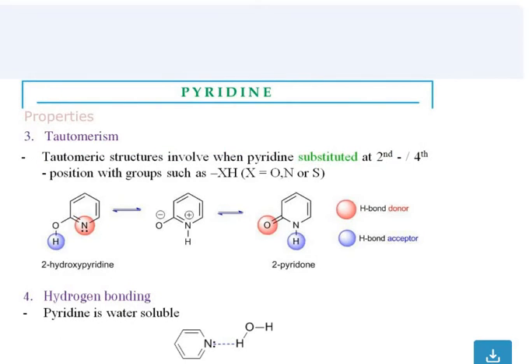Now tautomerism. You know, tautomeric structures are involved when pyridine is substituted at the second or fourth position with groups such as XH. So look at 2-hydroxypyridine and 2-pyridone, hydrogen bond donor and hydrogen bond acceptor. Now look at the properties of hydrogen bonding. Pyridine is water soluble.